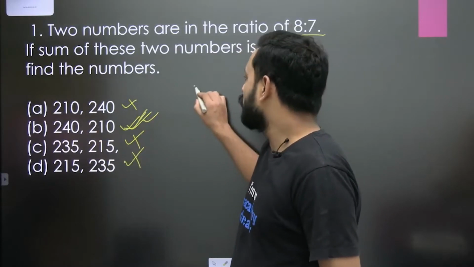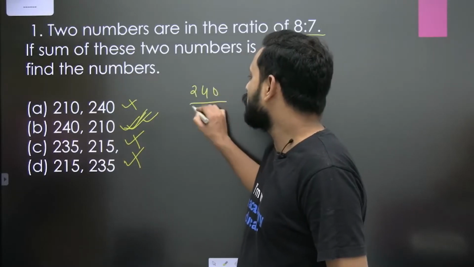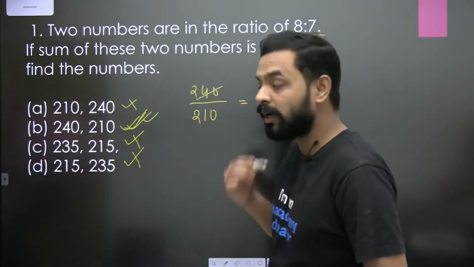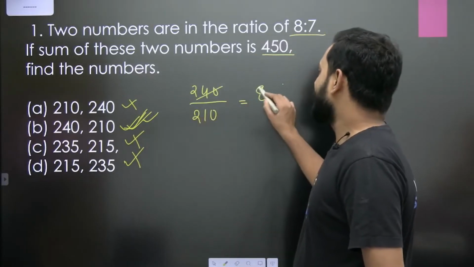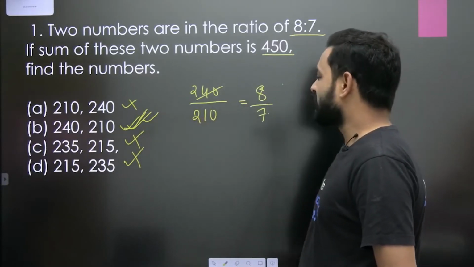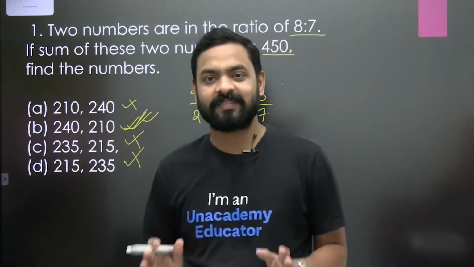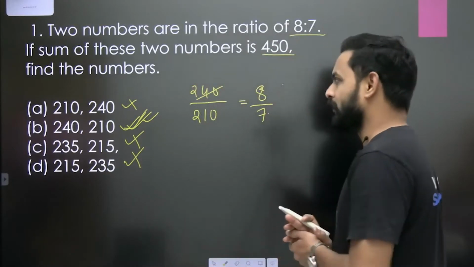8:7, right? 240 upon 210. What is it? It is 8:7. 30 will cancel out, leaving 8 times and 7 times. I hope guys this is clear. So that's why this is the right answer. Is it clear, guys? Everybody please tell me.